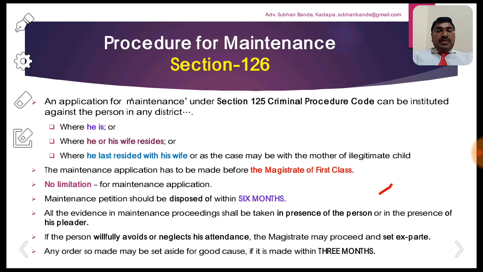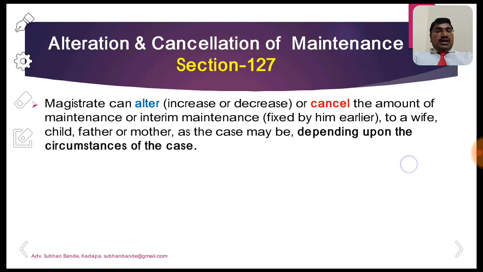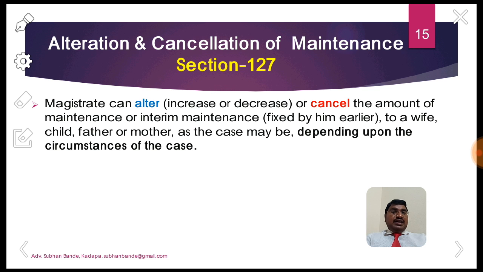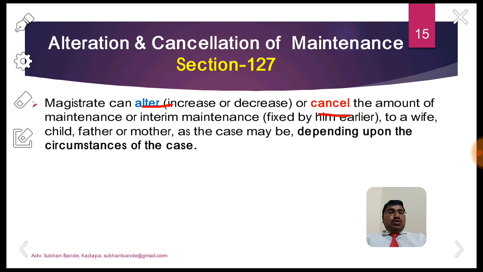Any order so made may be set aside for good cause if the application is made within 3 months. So you can file a set aside petition within 3 months on good cause. Next, alteration and cancellation of maintenance. The magistrate has the power to alter and to cancel the amount of maintenance or interim maintenance fixed by him earlier to the wife, children, or parent, as the case may be, depending upon the circumstances of the case.